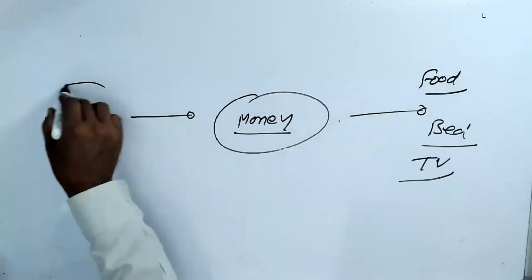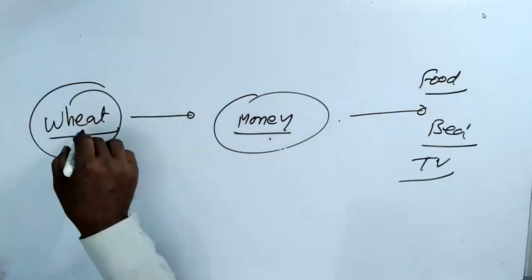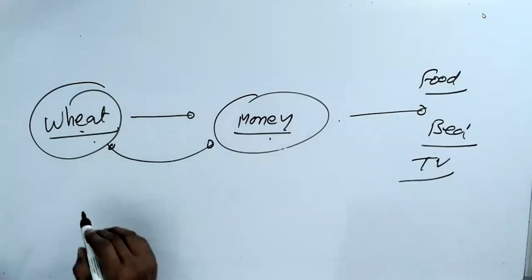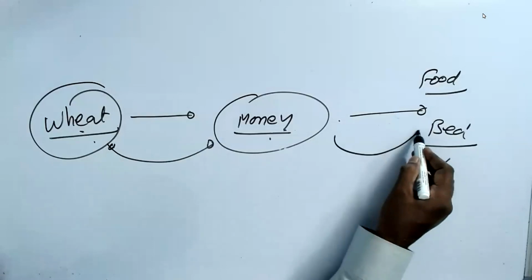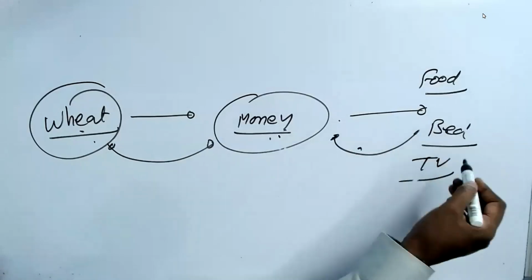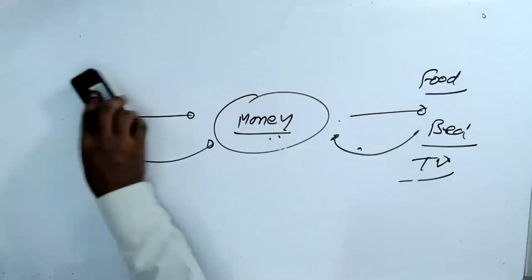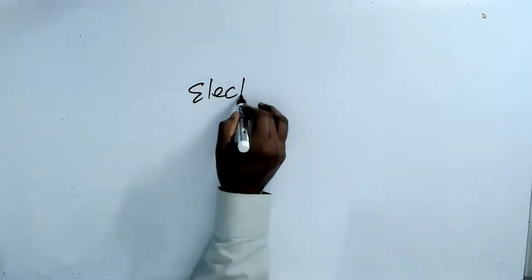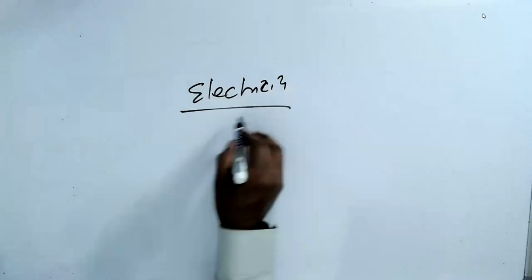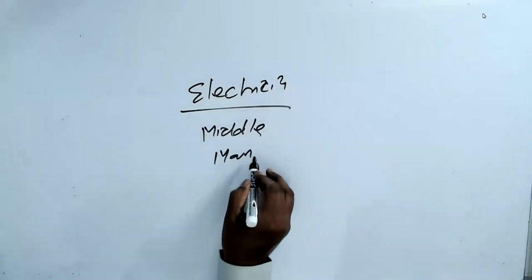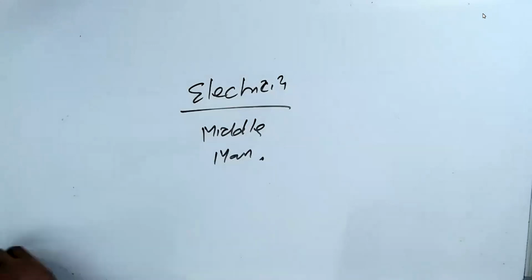But you don't worry about how the money was produced. It was produced by converting the wheat to money. In one place, you convert wheat to money, and in the other place, you convert the money to a bed and TV and food. You understand now? Is it clear? The same thing here, actually, electricity is a middleman. Please understand, electricity is a middleman.